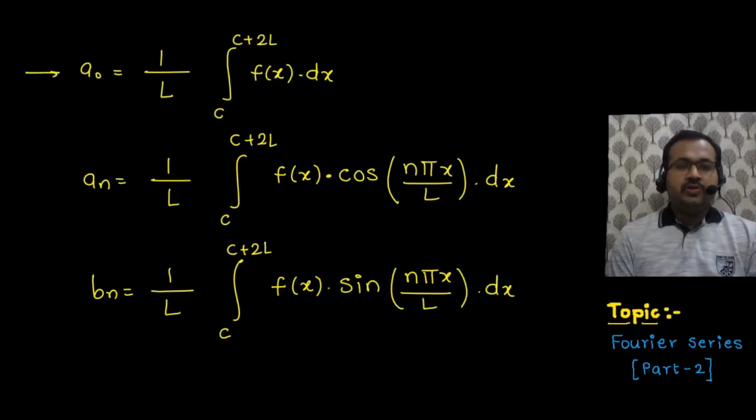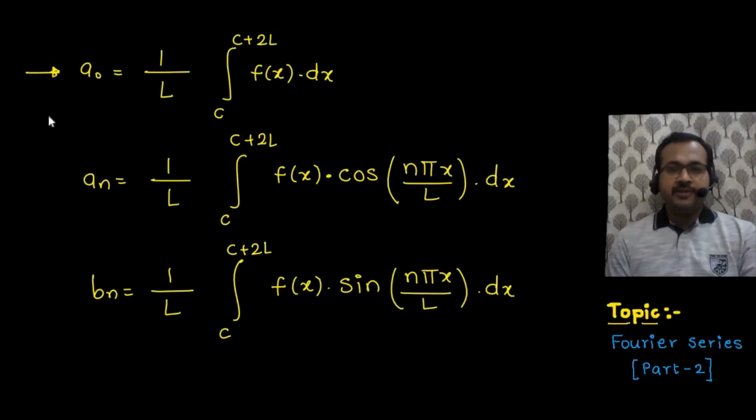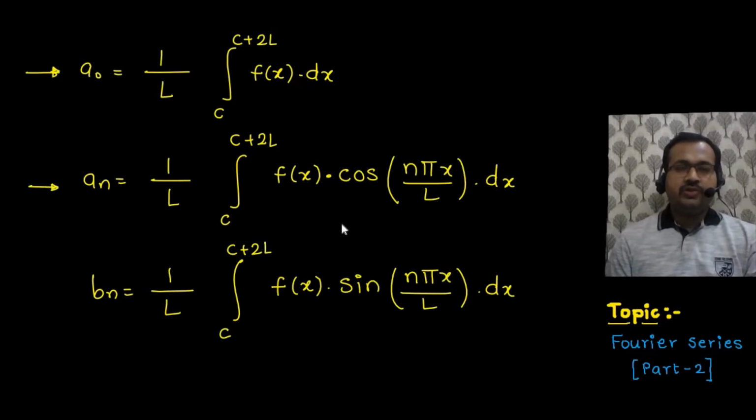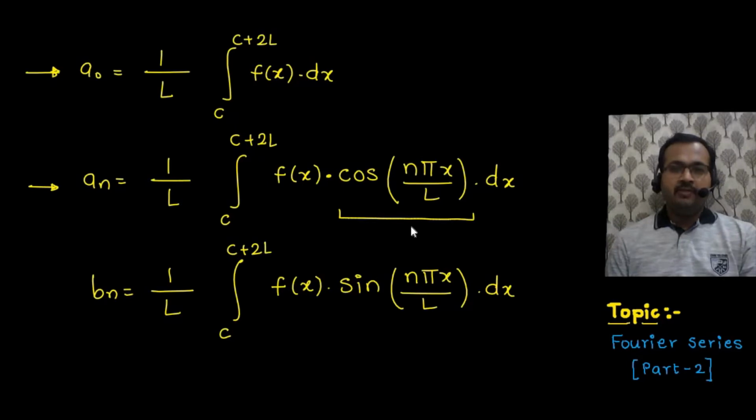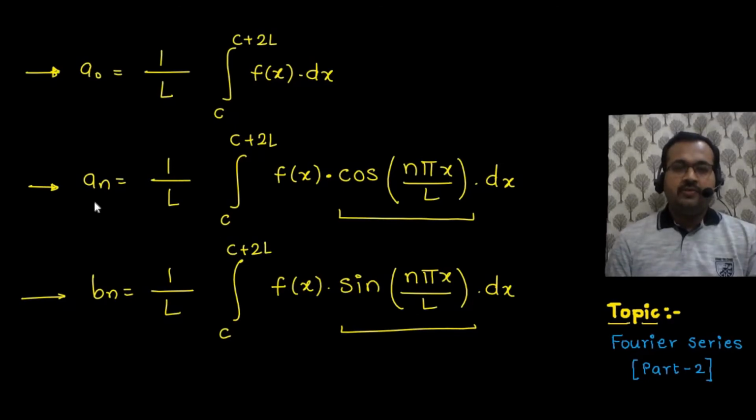So a0 is the constant term or the first term in the Fourier series. An is the coefficients in the Fourier series of cos n pi x upon L, where n varies from 1 to infinity. And bn is coefficient of sine n pi x upon L. So we use cos as well as sine while calculating an and bn. So depending upon different cases for c and L, we can generalize these results.